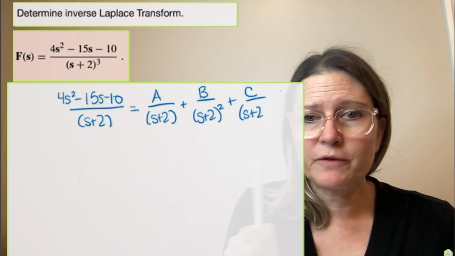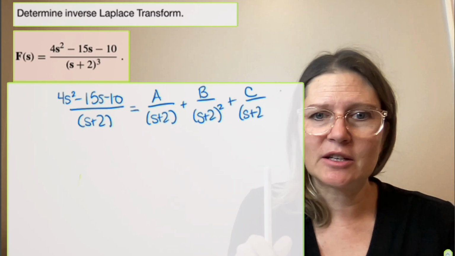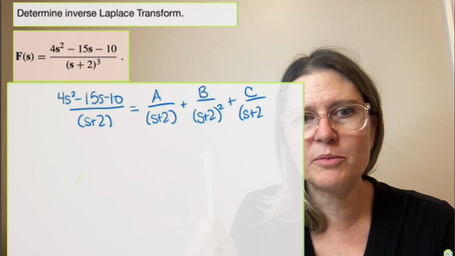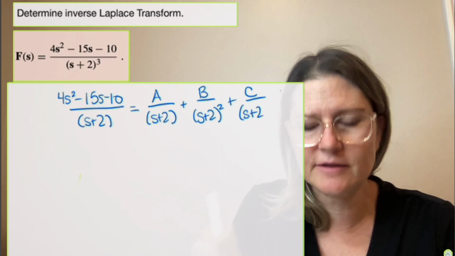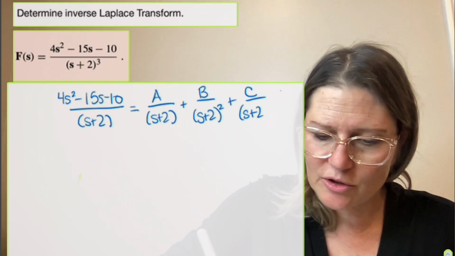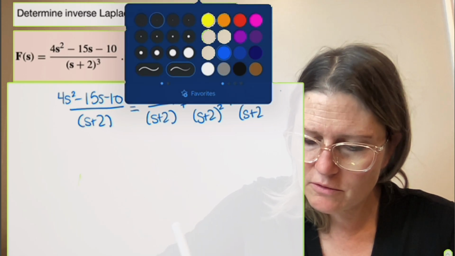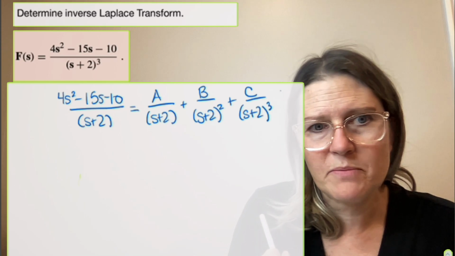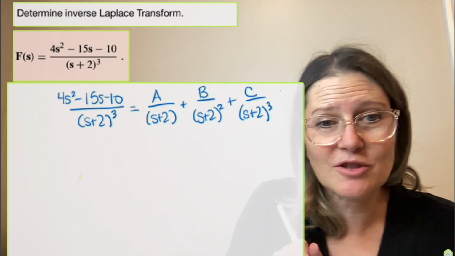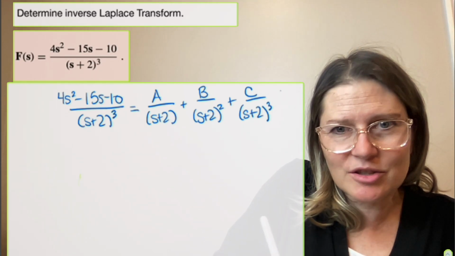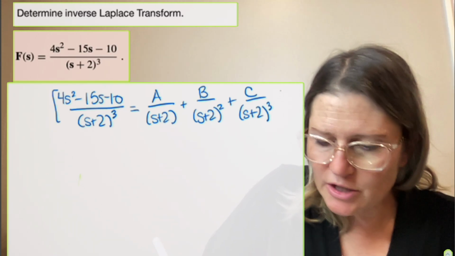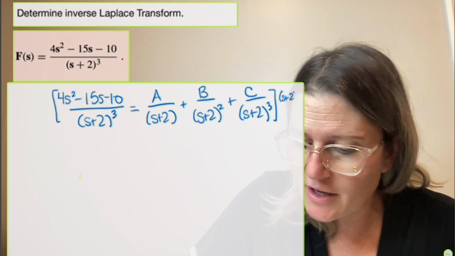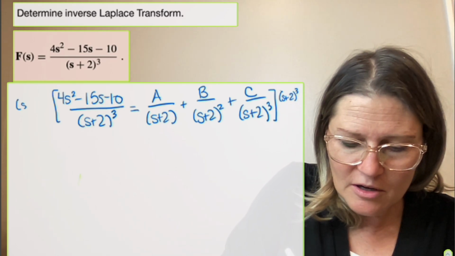So we know from partial fraction expansion that it's going to be of this form, where we have A over the S plus 2, B over the S plus 2 squared, and C over the S plus 2 cubed. And so this is going to be our form. Sorry, that should be cubed there too. All right, so what we're going to do is multiply both sides by S plus 2 cubed.